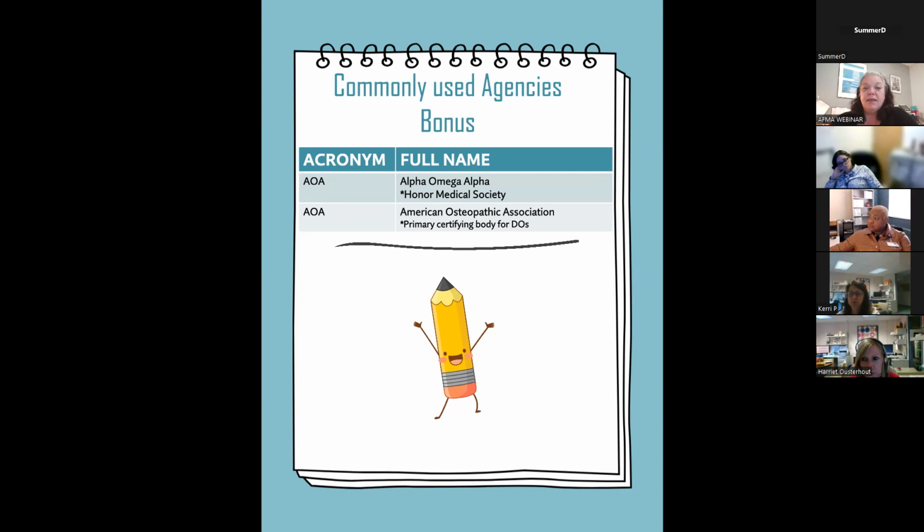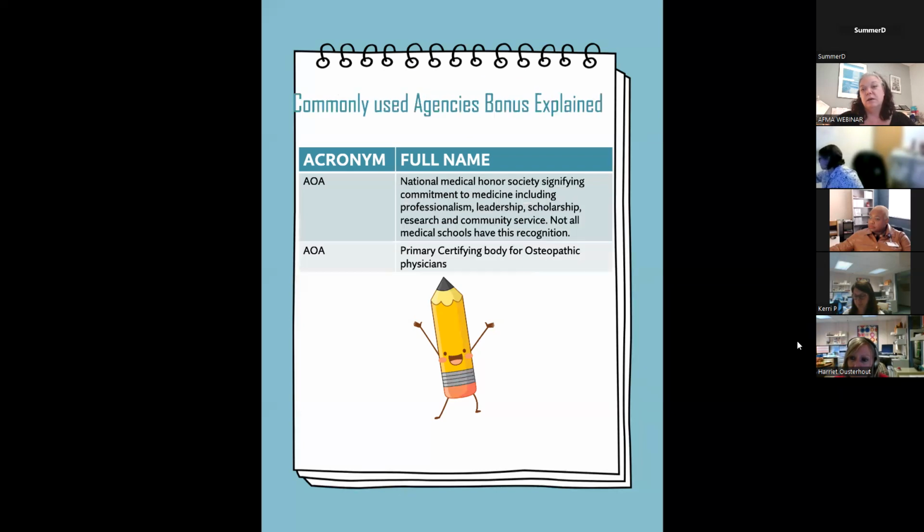And then the AOA that we all know is the American Osteopathic Association. And if you have osteopathic residents, this is who used to accredit all osteopathic focused programs. And now they have merged osteopathic recognition with the ACGME. So there really isn't accreditation through the AOA anymore, but there's still the certifying body for all osteopathic residents and faculty. So that's just what I just said.